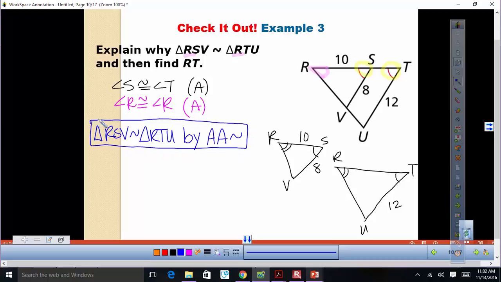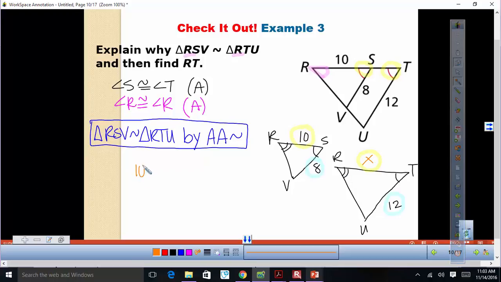Then, what does it ask me to find? RT. Okay? So the way that you would do that is, what side corresponds with RT? RS, which is 10. Okay? Do they give me another side, two corresponding sides? Okay. This one and this one, right? Okay, so if I let this be x, because I don't know what it is, can I set this up as a ratio? And then just cross multiply and solve?